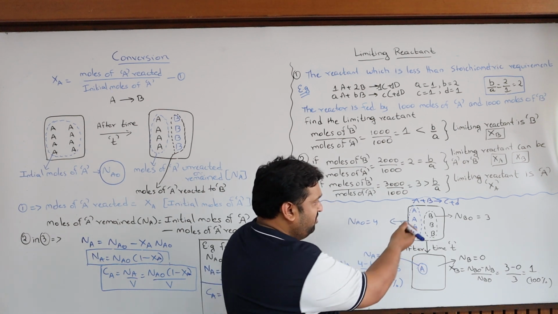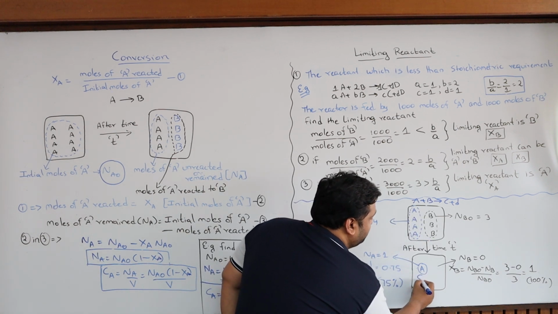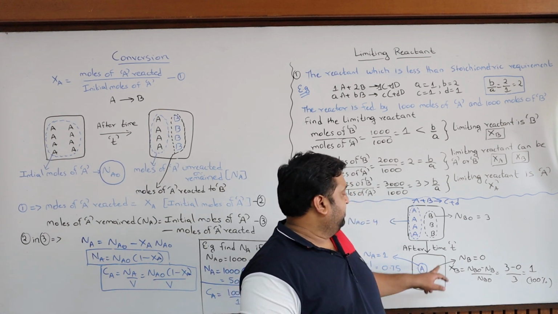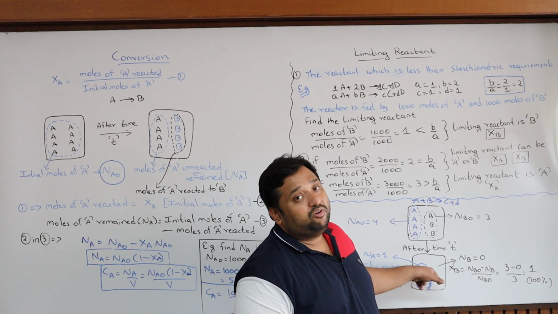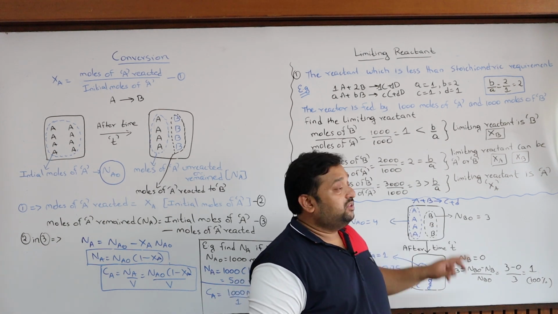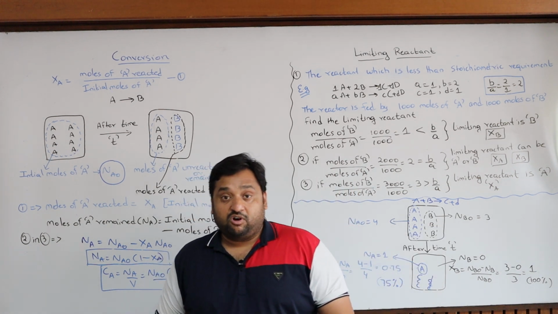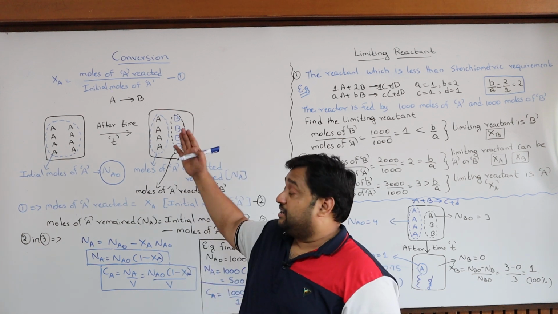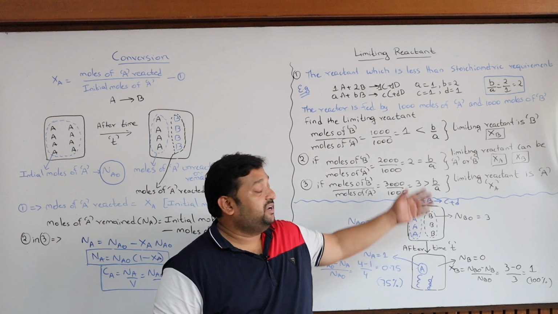Things would not just disappear here. C and D have formed, CCC, DDD. One molecule of A remained, but we have to take the basis of B. So I hope you have learned something new about the conversion and the limiting reactant.